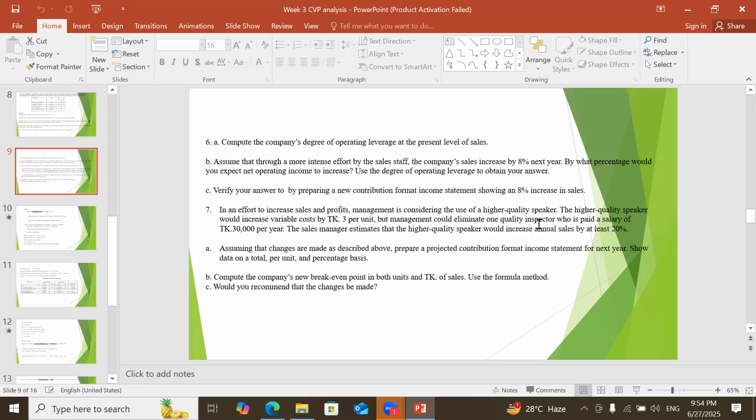Okay. Now 7.A, assuming that the sales are made as described above, prepare the projected contribution format income statement for next year. Okay, you have to calculate the mathematical problem. Contribution format income statement. Show the data on total, per unit and percentage basis. Okay, fine. Now I am going to show the calculation of 7.A.